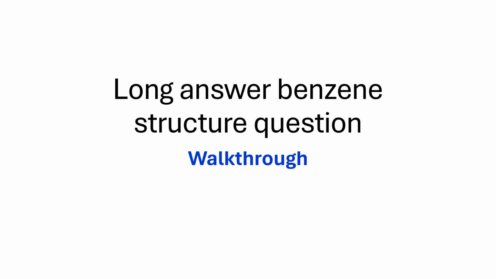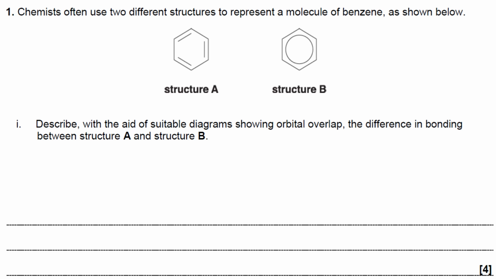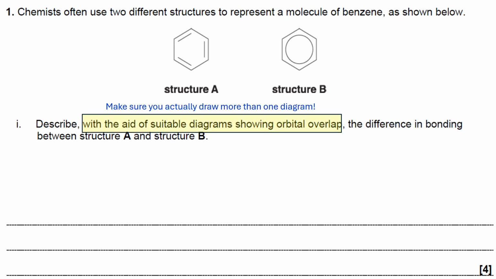Hi, and welcome to this quick look at a long answer benzene structure question. The question gives us two structures, A and B. Both are used to represent benzene. They want you to describe, with the aid of suitable diagrams, meaning you need to actually draw more than one diagram to explain your answer, the difference in bonding. That means just focus on the bonding, not all the other things you might remember about the structure of benzene.